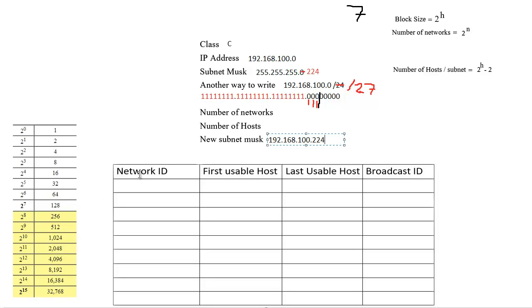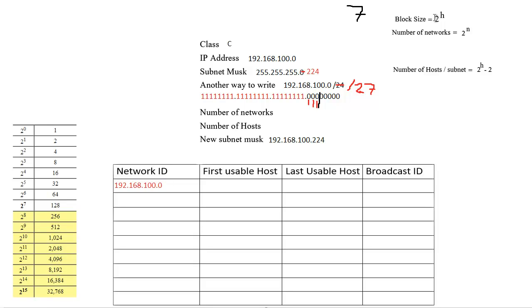So what is our first network ID? The first network ID always starts from 0. So this will be our first network ID, 192.168.100.0. So now the question is, what is our next network ID? To get our next network ID, we have to find the block size. The block size is how many total hosts in each subnet.